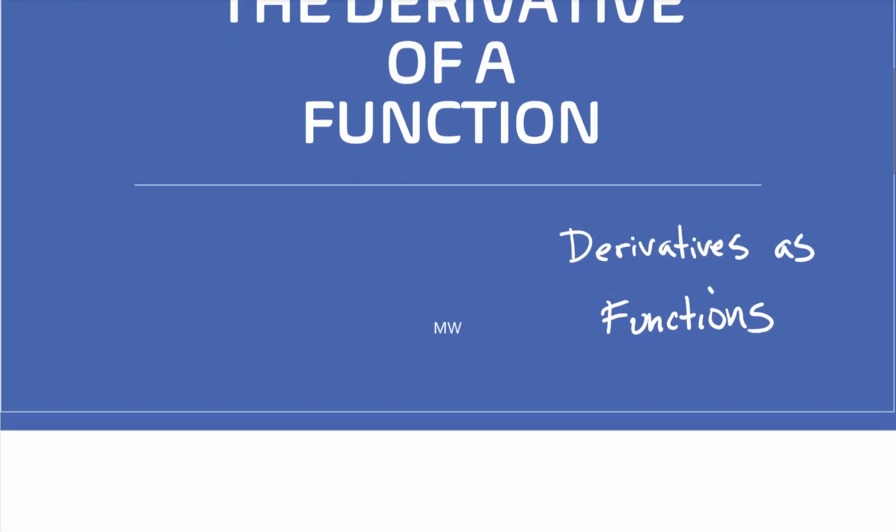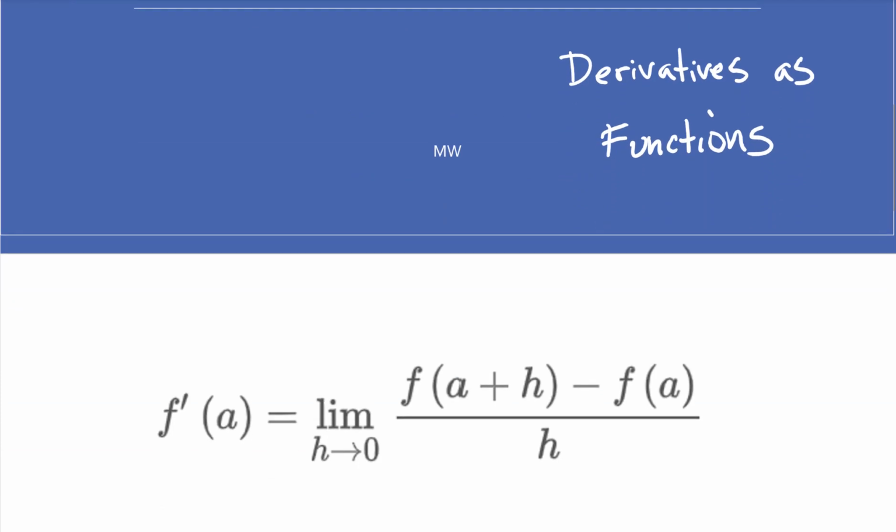Derivative of a function. Hey, remember this? The derivative at some point A. It can tell you the slope of the tangent line. It can tell you the instantaneous rate of change at a point. It can tell you the instantaneous velocity. It can tell you all kinds of stuff. But only at a point. At one particular point.